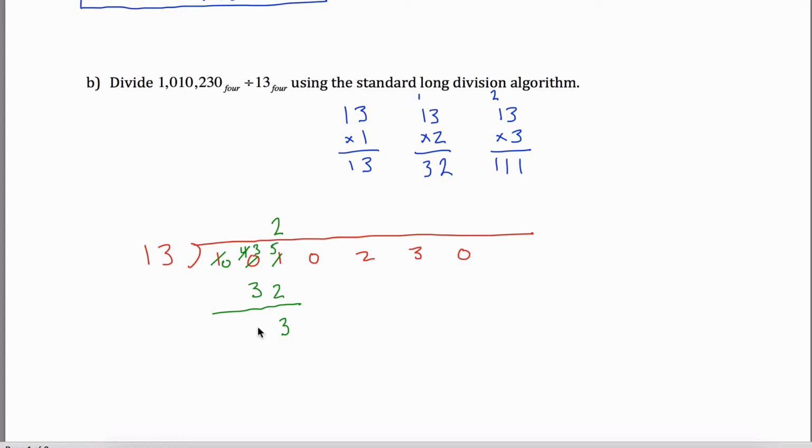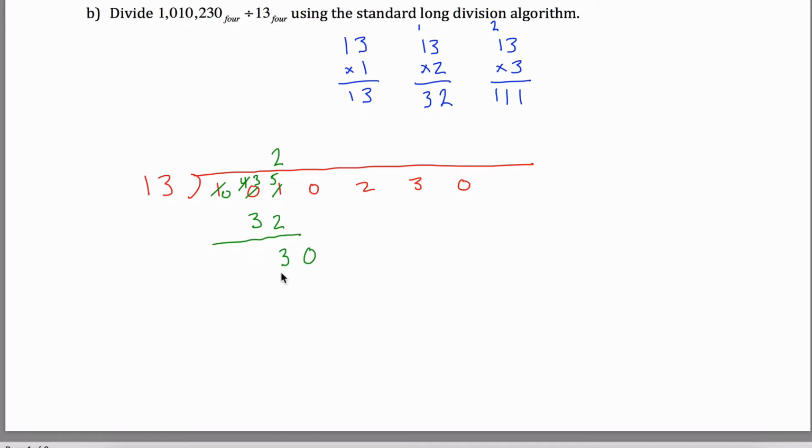So I bring down a 0, and this is a 0. Now I'm good. And so now I can bring down a 0 and repeat. 3, 0. 1, 3 goes into 3, 0 exactly one time. I know it doesn't go in twice because twice would be 3, 2, and 3, 2 is bigger than 3, 0. So I got to subtract 1, 3.